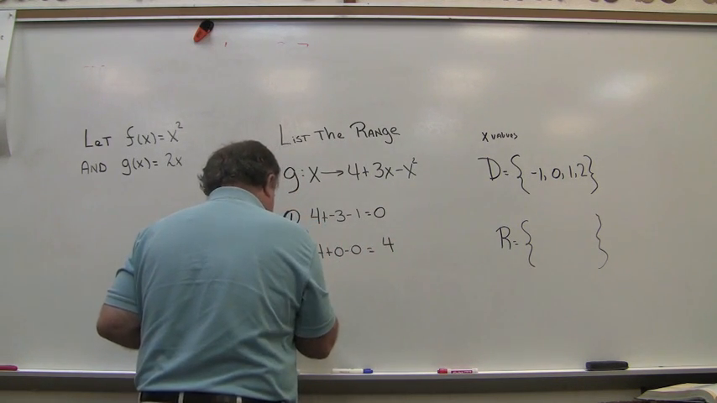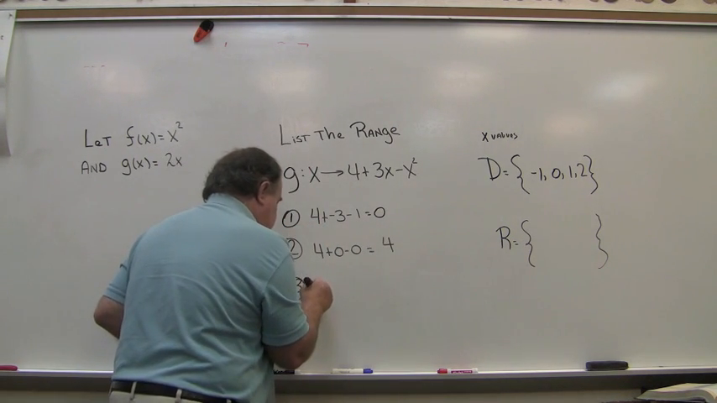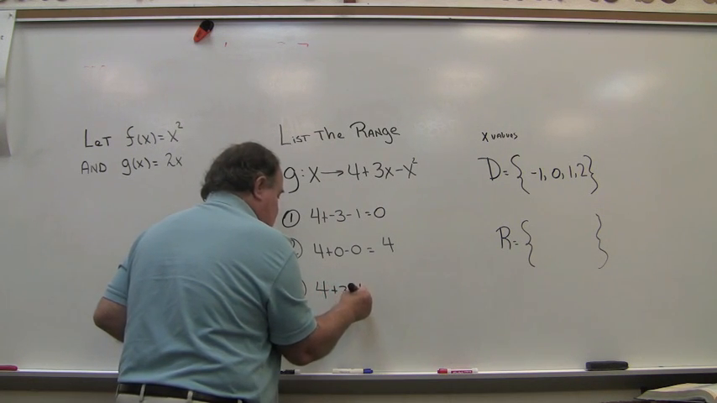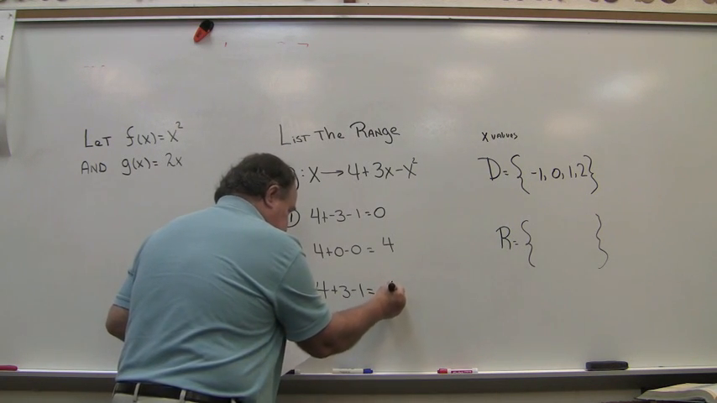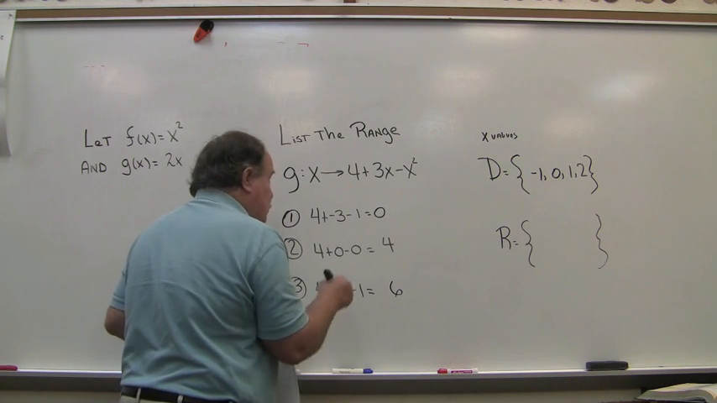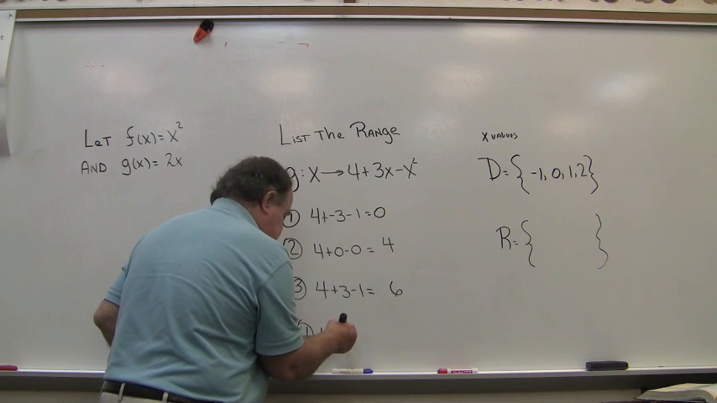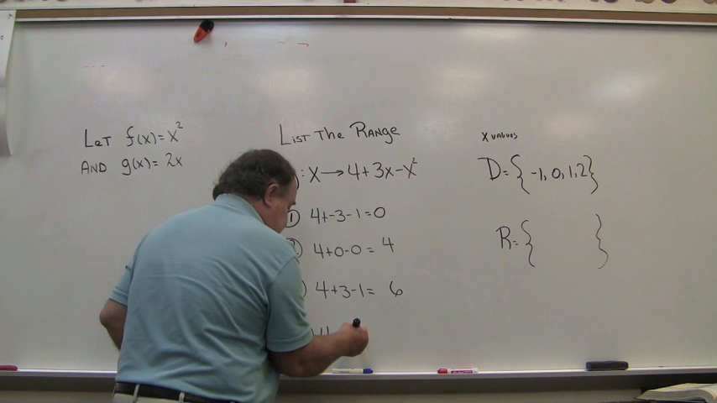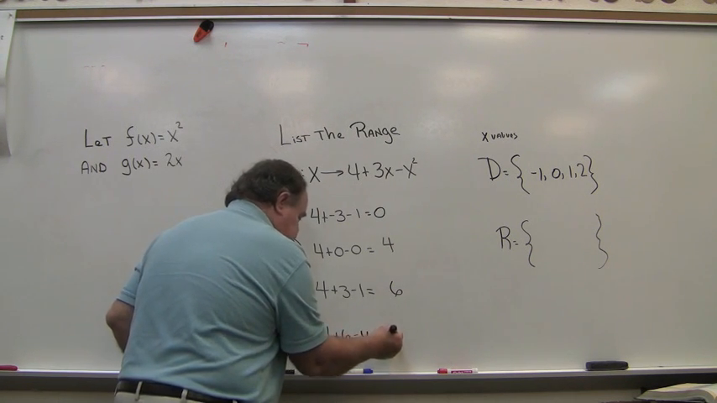Okay. Let's look at the third scenario. We're going to plug in 1. 4 plus 3 minus 1 equals 6. And our last scenario is going to be 2: 4 plus 2 times 3 is 6 minus 2 times 2 is 4. So we're going to end up with 6.